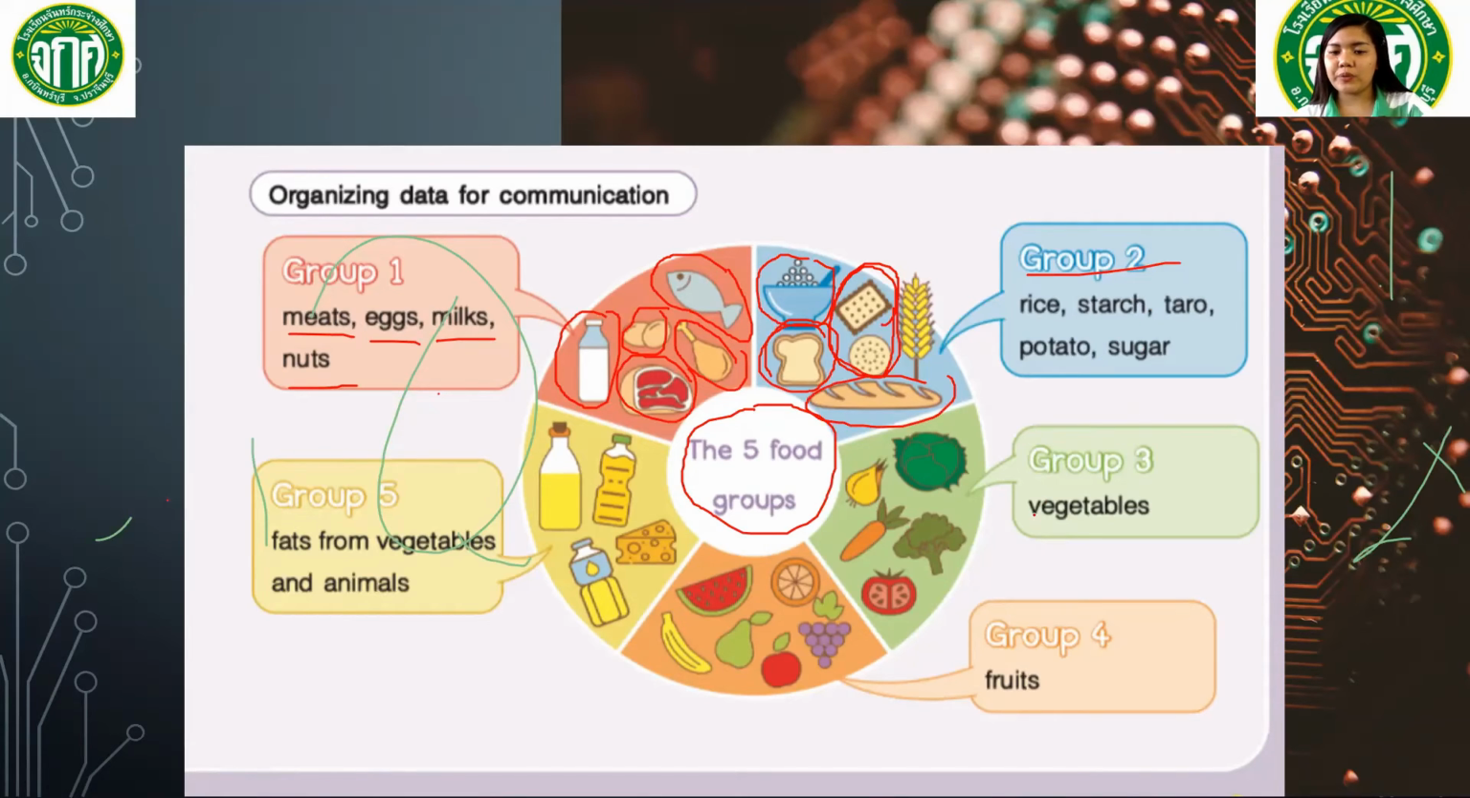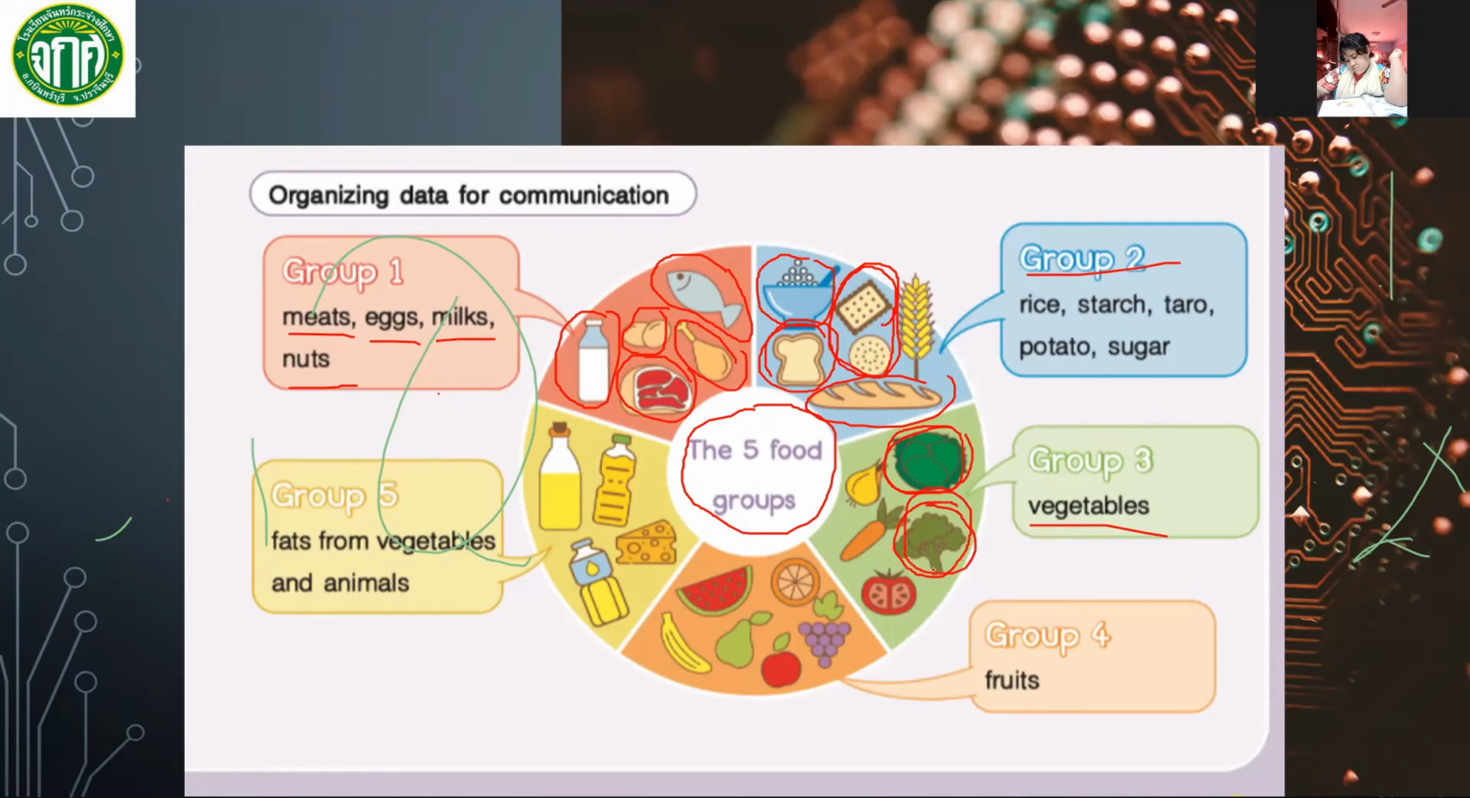Okay, how about in group 3? In group 3, we have here vegetables. Okay, so what are these vegetables? What is this? Cabbage. Very good. Okay, how about this one? What is this? It's a broccoli.